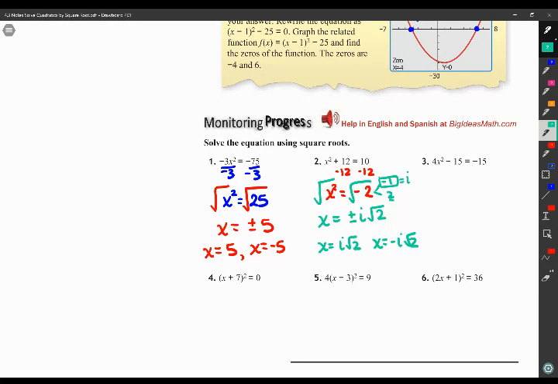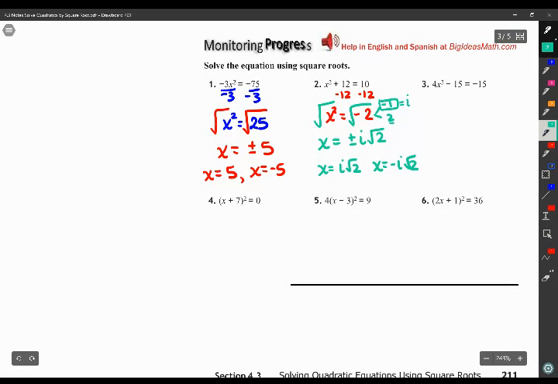For 3 and 4, when you add your value over to get this thing isolated, you get 0. So you end up with x equals 0 for both of those. But I'm going to jump down to 5. So we're going to isolate the square term by dividing both sides by 4. So this gives me (x minus 3) squared is equal to 9/4.